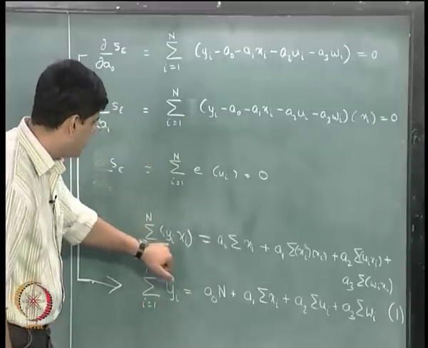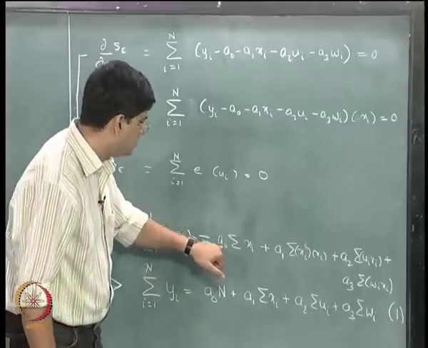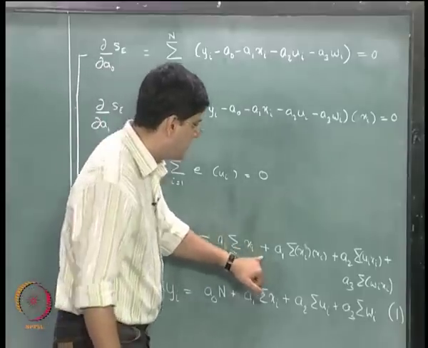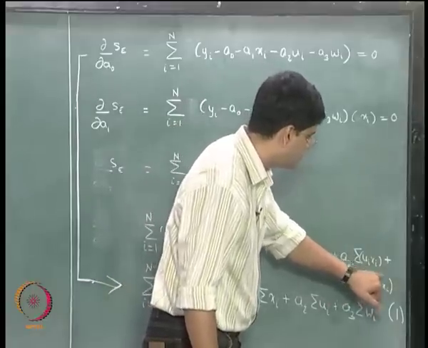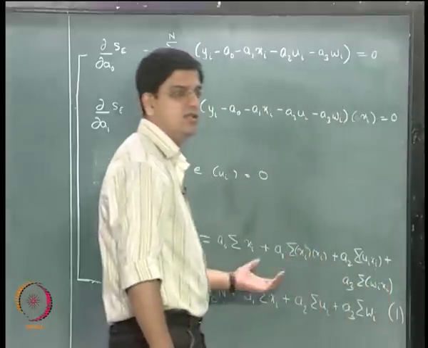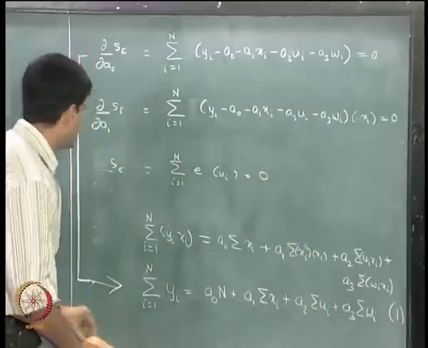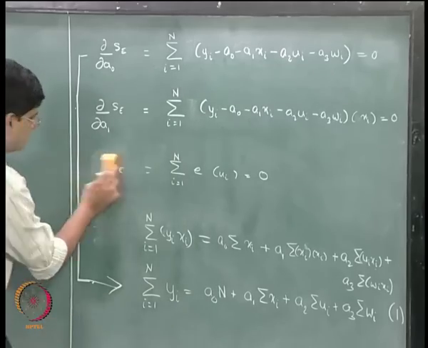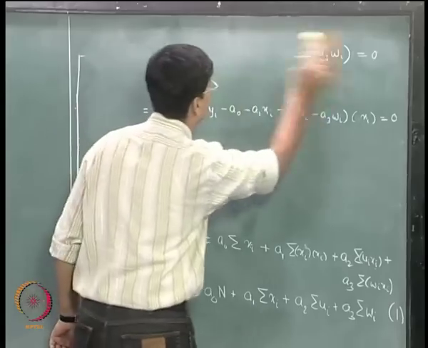So i equal to 1 to n, yi multiplied by ui is going to be equal to a0 summation ui plus a1 summation xi ui plus a2 summation ui squared plus a3 summation wi ui, and then the fourth equation. So now we have 4 equations in 4 unknowns, and we can write them down in this form, in the matrix form.